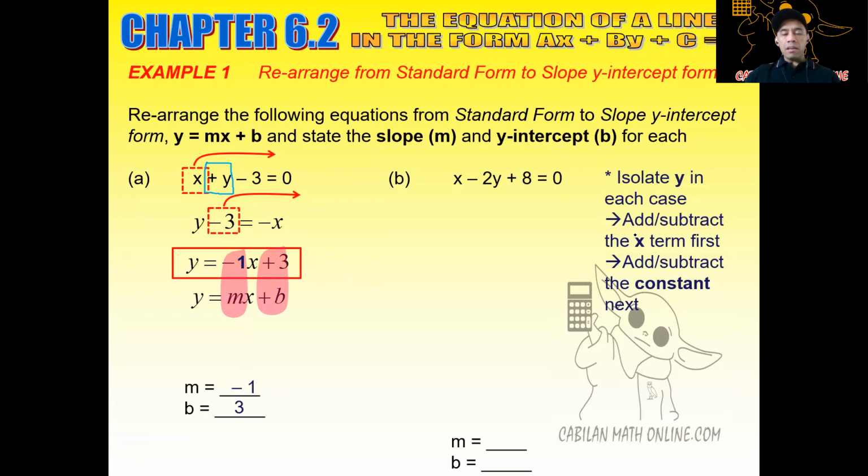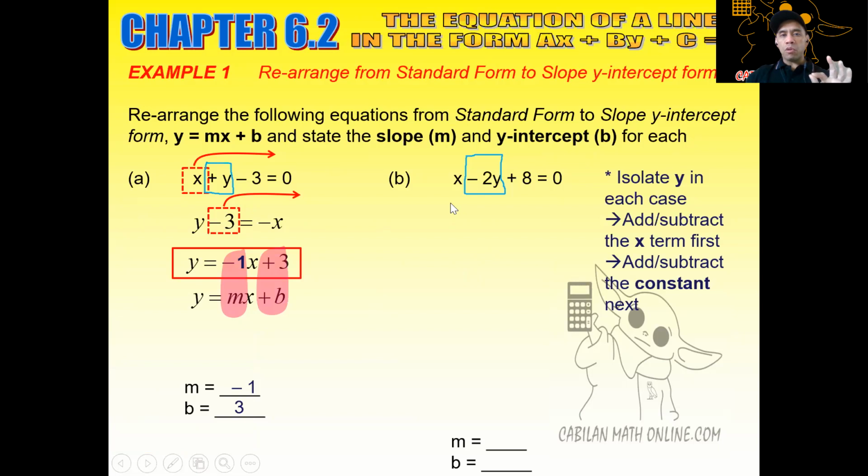Now for part B, notice that the term with the y has something that's attached to it, specifically a -2. So I'm going to put a blue box here around the -2 just to show you that we're going to leave that alone until we actually have to deal with it in the final step here.